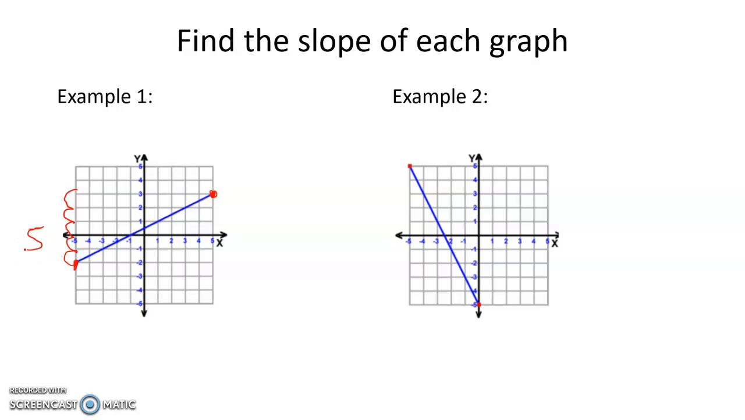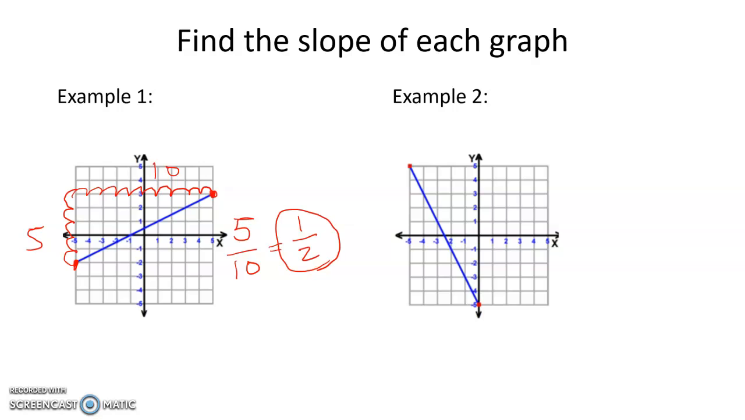So I counted up 5. And then I count however many spaces I go over: 1, 2, 3, 4, 5, 6, 7, 8, 9, 10. 5 is my rise, the amount I go up. So it's going to be 5 over 10. You simplify that fraction, 1 over 2. And look at the slope: it starts down, goes up. That's a positive slope, so you just leave it as positive 1 over 2.